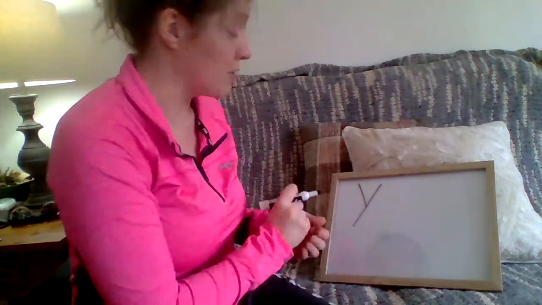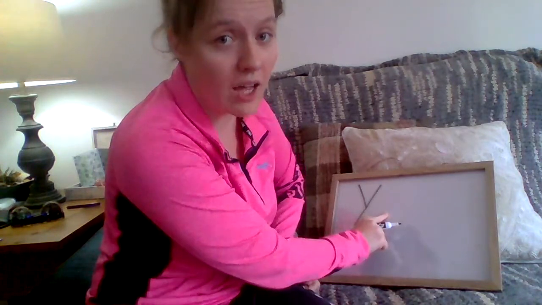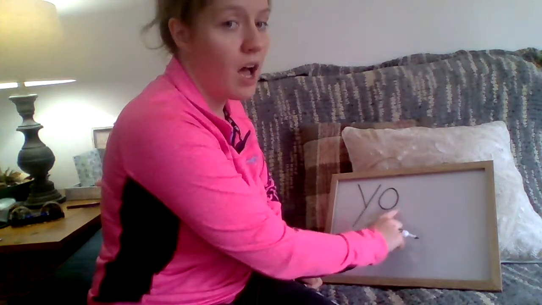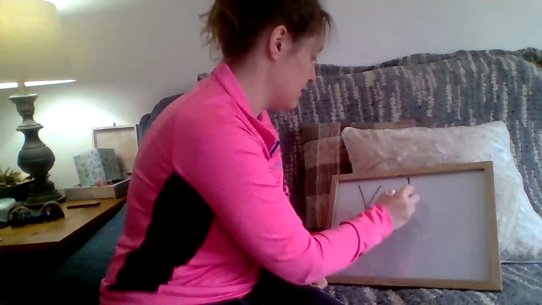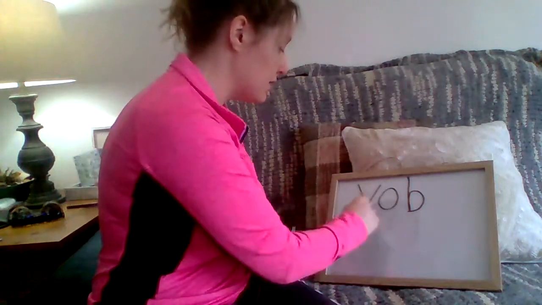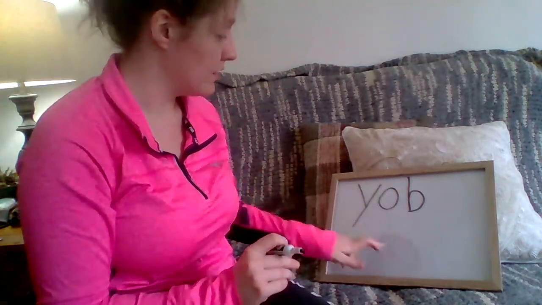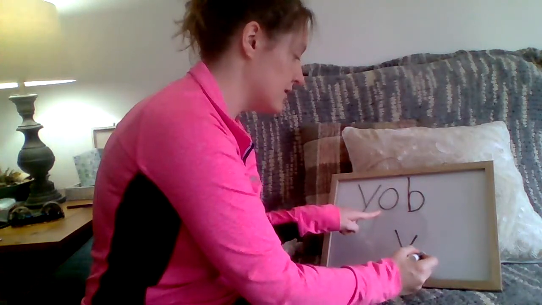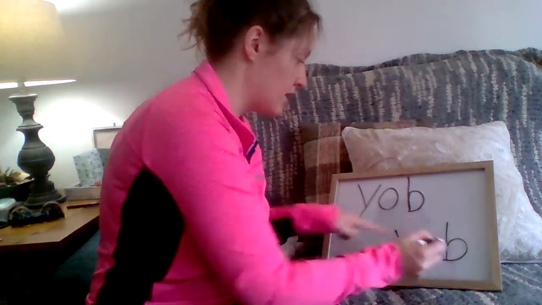The second sound, remember my word was yob. Yob. Y-o. What letter says o? O. Okay. Y-o-b. What letter says b? B. Let's sound it out. Remember, the word I wanted was yob. Yob. Y-o-b, yob. Okay, so we spelled it right. Now we need to rewrite it. First letter was Y. Second letter is O. Third letter is B. Yob.